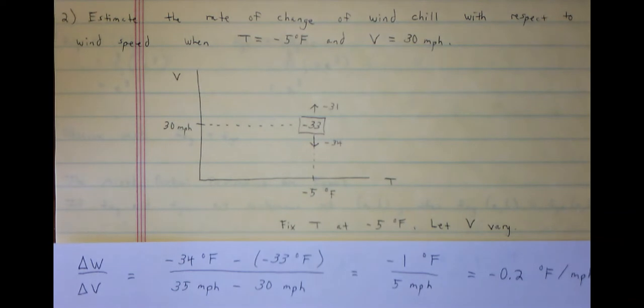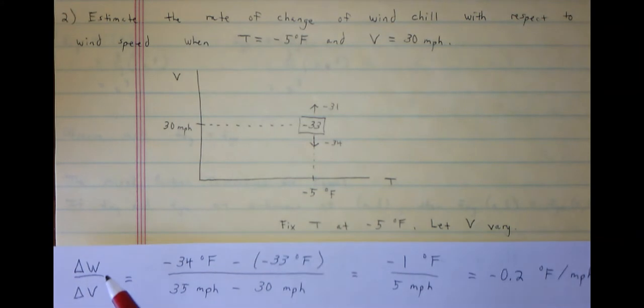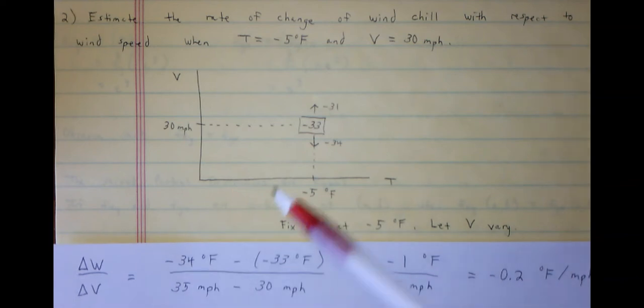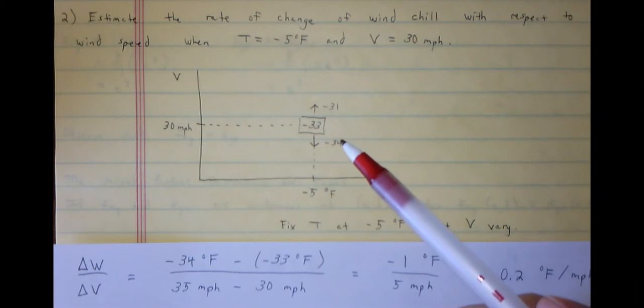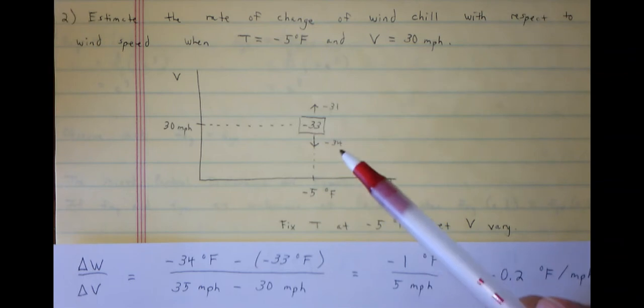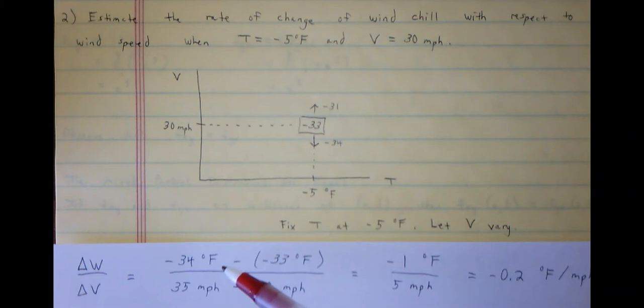So let's estimate this rate of change by calculating an average rate of change. That's why I've got change in W over change in V here. You have a couple of options. You could move up or down. I chose to move down, which corresponds to increasing the wind speed. So I'll take this entry here, -34 degrees Fahrenheit, subtract the -33 degrees Fahrenheit to get the change in W over a change in V.